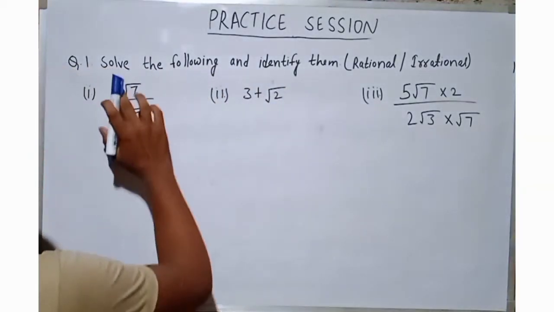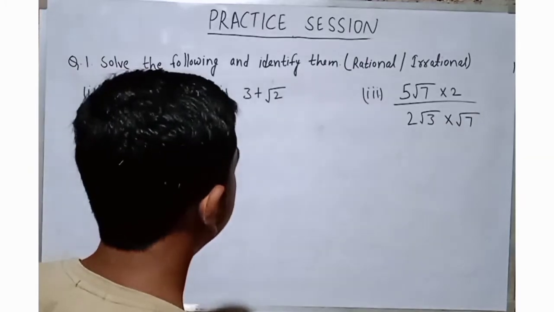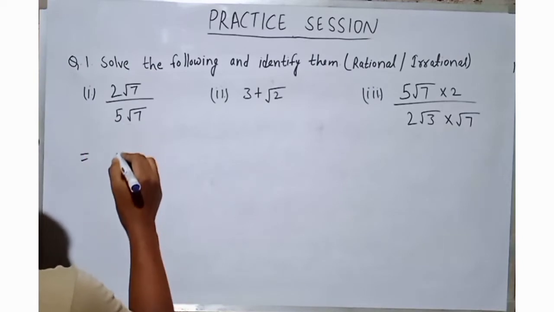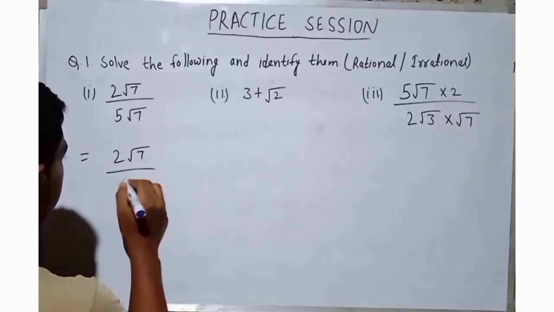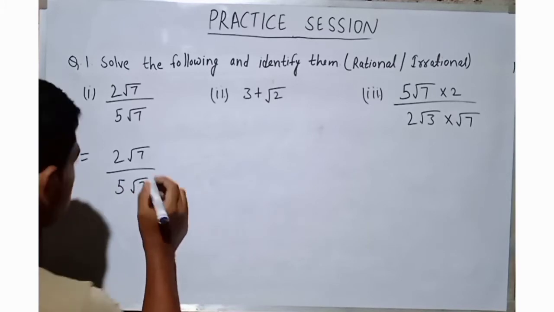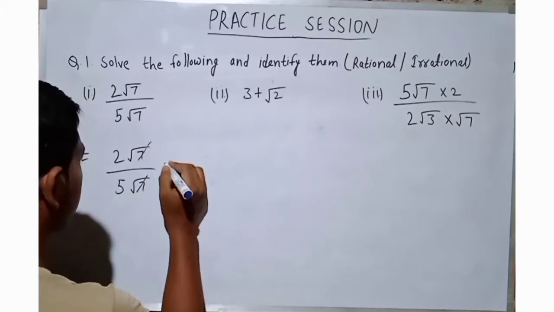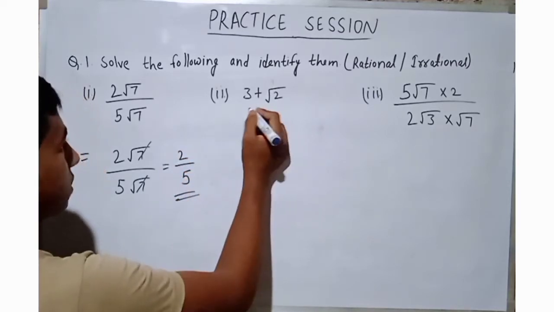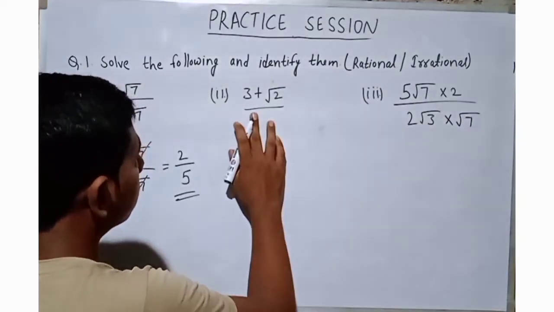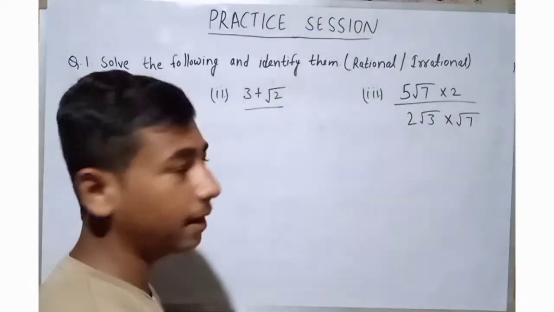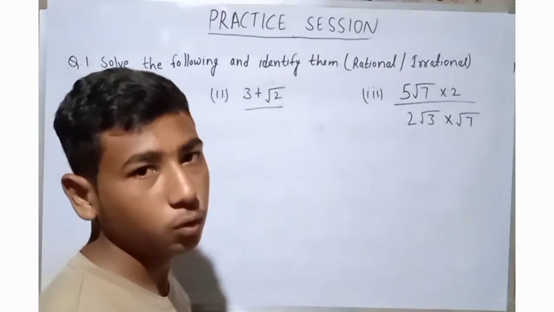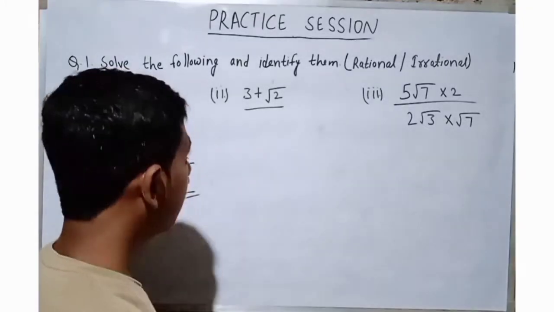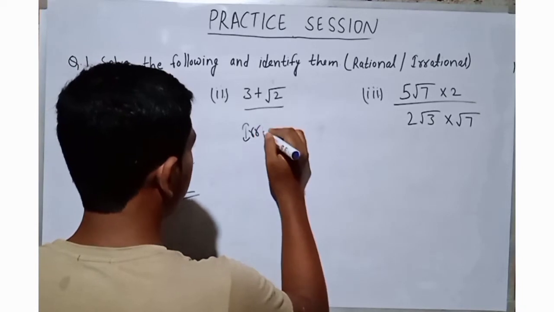The first question is: solve the following and identify whether they will be rational or irrational. Let's solve it. Here, it will be 2 root 7 by 5 root 7. Root 7 and root 7 will get cancelled, so it will be 2 by 5, so it is a rational number. The second question is 3 plus root 2. It cannot be added. I have already told you that the sum of a rational and an irrational number will always be an irrational number. So this is an irrational number.